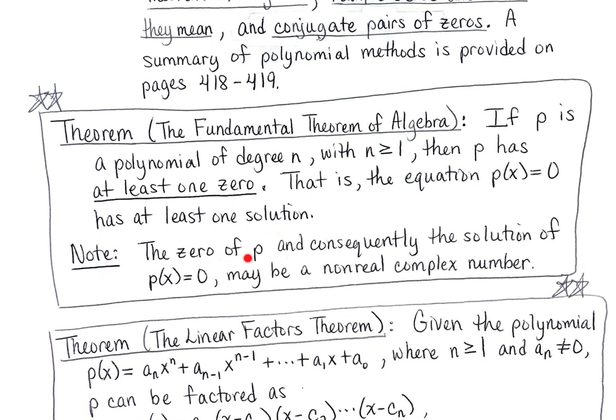Note, the zero of P and consequently the solution of P of x equals 0 may be a non-real complex number, okay? The fundamental theorem of algebra tells you, in other words, that if you have a polynomial of degree n greater than or equal to 1, then it has to have at least one solution. That's what it says, okay?